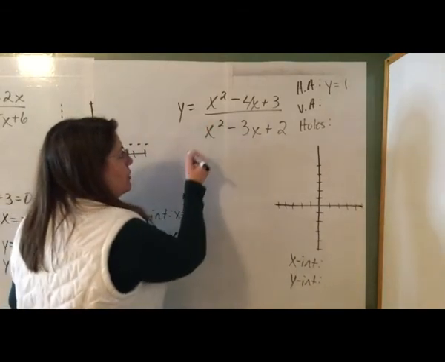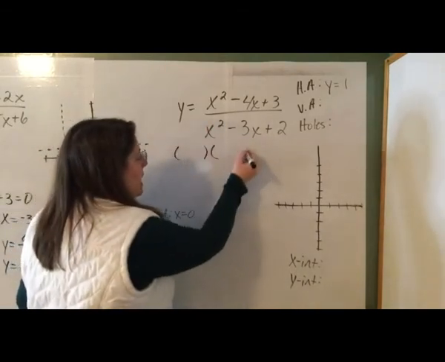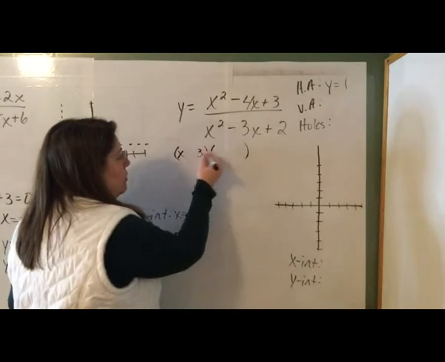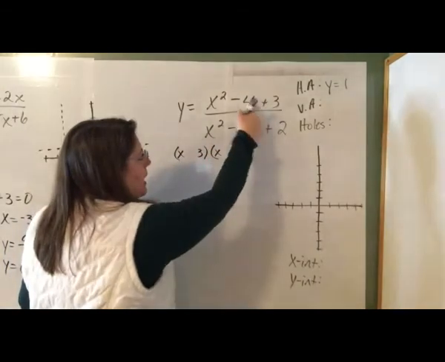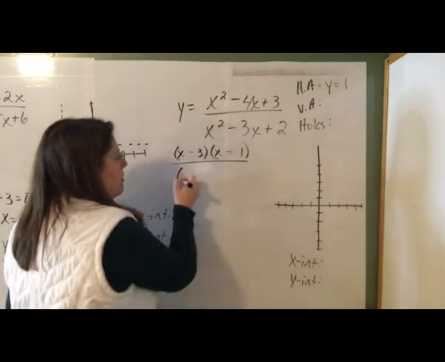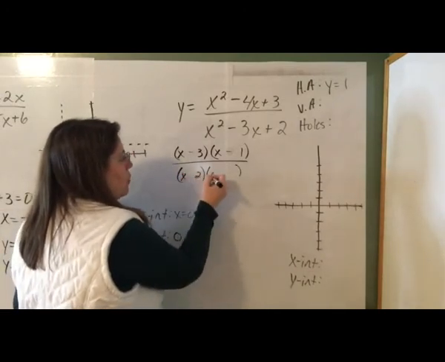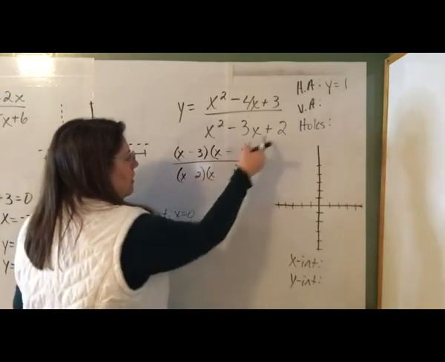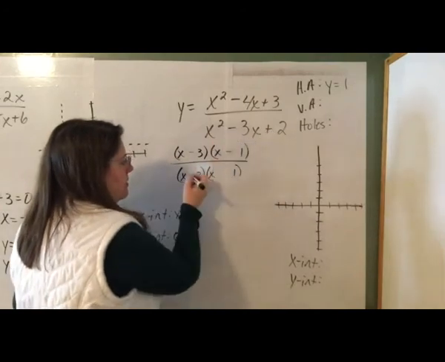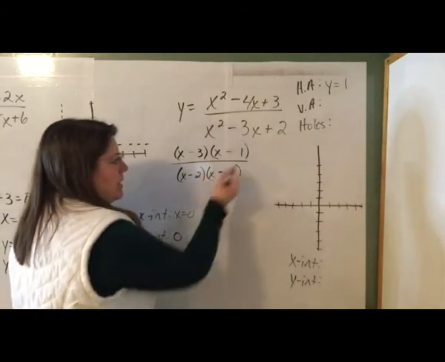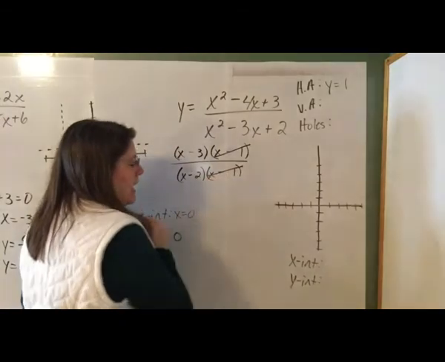If I factor the top, factors of 3 that add to give me 4 would be 3 and 1. They're the same sign and they're both minus. On the bottom, factors of 2 that add to give me 3 are 2 and 1. That tells me they're the same sign as this, so they're both minus. And here the x minus 1 cancels.